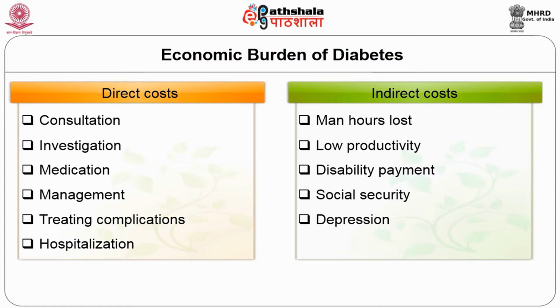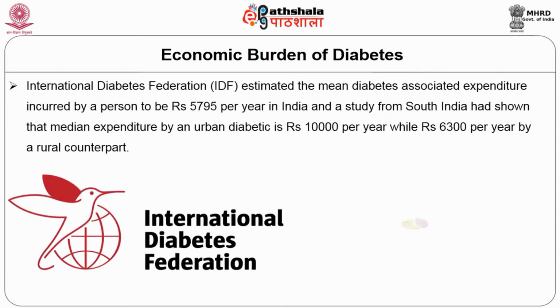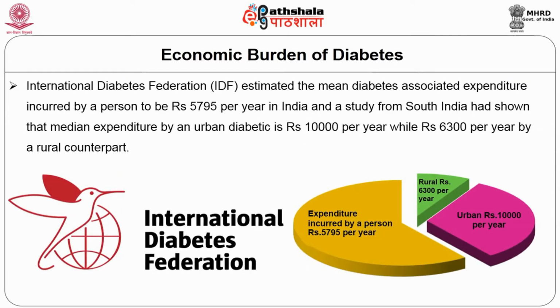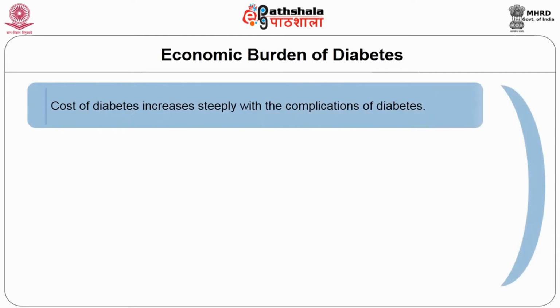So the indirect costs are all the loss of productivity, disability, and the social security issue, and as a result the person can even be pushed into psychological depression and so on. And in fact, the International Diabetes Federation estimated the mean diabetes-associated expenditure to be 5,795 rupees per year in India, and a study from southern India had also shown that an urban person spends more on healthcare expenditure, 10,000, as compared to the rural counterpart at 6,300 rupees per annum, but this number is going to add up more and more every year.